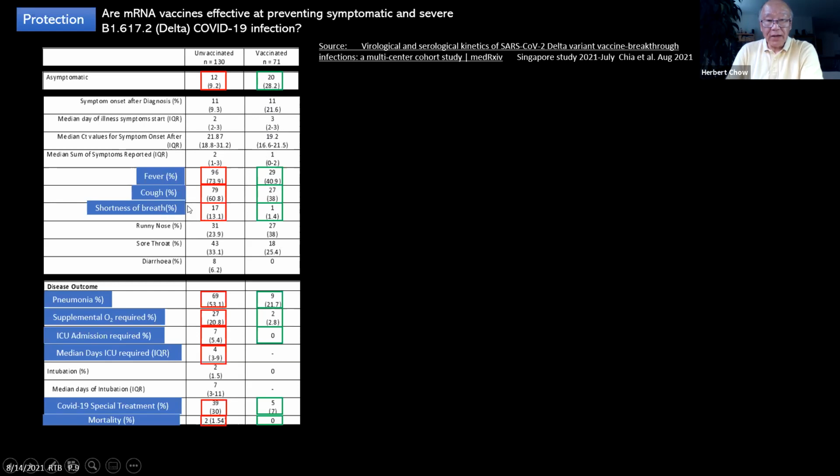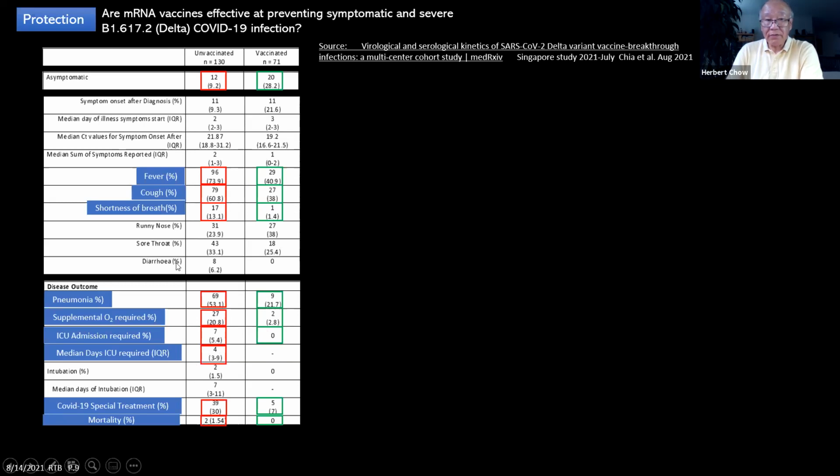In terms of shortness of breath, 17 versus 1. That's a big difference. Pneumonia is 69 versus 9. Whether someone needs oxygen supplement, 27 versus 2. And none of the vaccinated end up in ICU versus 7 out of 130 in the unvaccinated group. And then a few of them die, and no one died in the vaccinated group.